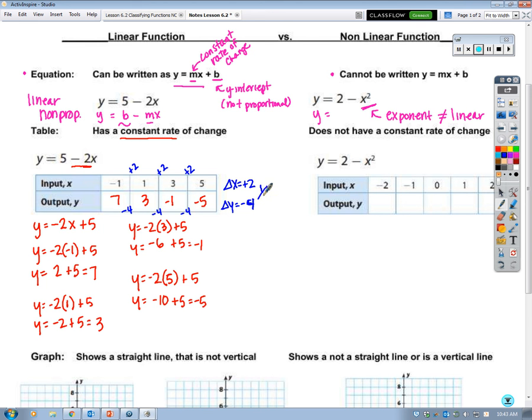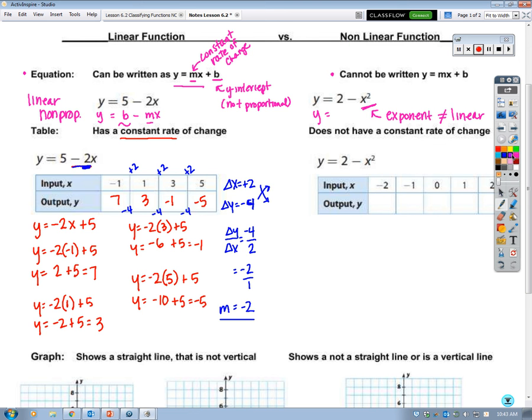Now remember slope, I've got to flip-flop those because I need change in y over change in x. So I've got negative 4 over 2, which is negative 2 over 1, or just negative 2. Right? So that's my slope. So I have a constant rate of change. And we actually already knew this because it's right here in our equation. But now we know what it looks like in a table. Notice I've got a constant rate of change. As opposed to if I have this table here, which represents a nonlinear function.